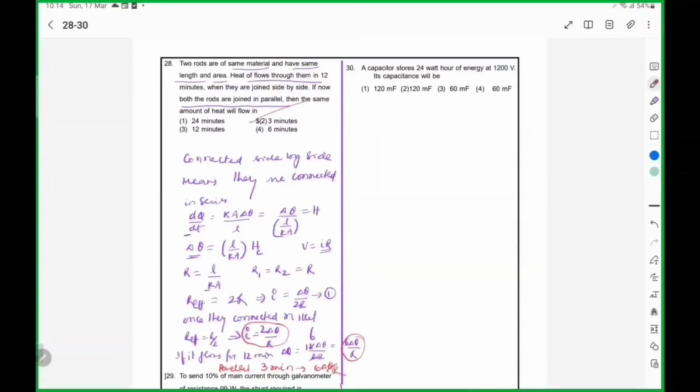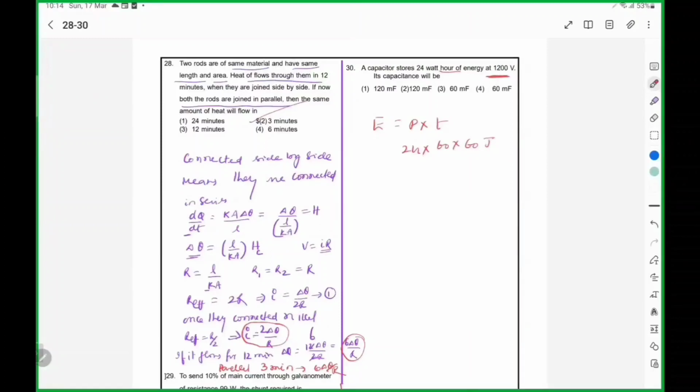A capacitor stores 24 watt hour of energy. So here 24 watt hour. Energy here is power into time. The time is 1 hour, 60 minutes into 60 seconds. This many joules.